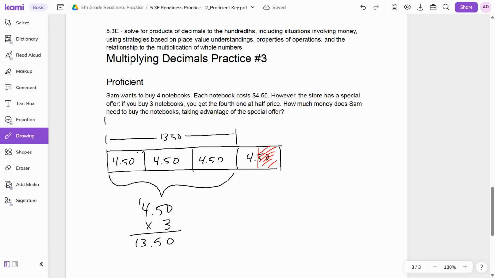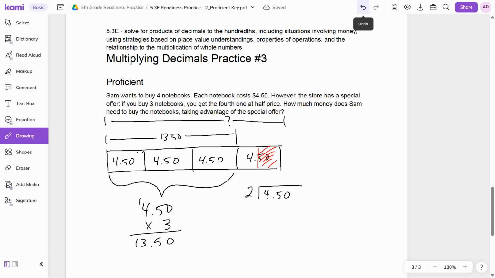Because really what we're looking for is the entire cost, right? So let's now do our 450 cut in half. All right, so there's 2 different ways to do it, and I'll show you both. So first, when you cut in half, that really means you're dividing it into 2 equal groups. So what we can do is divide 450 by 2. And you do your regular long division.